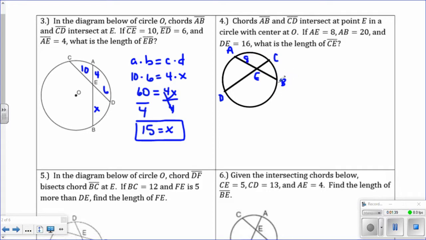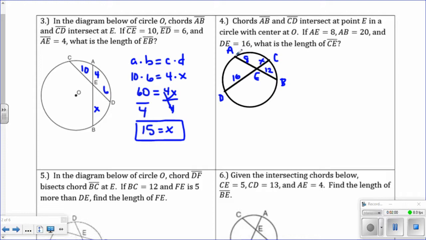Now, AB equals 20. The problem with that is AB is the full length of the chord, and it's piece times piece when you multiply. So if all of AB is 20 and that part is just 8, you subtract 20 minus 8. So from E to B is 12. DE is 16, and then what is the length of CE? We don't know, so that's X.